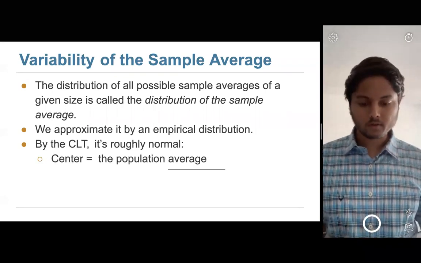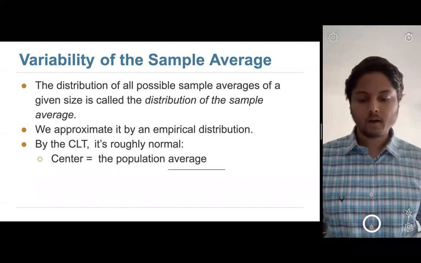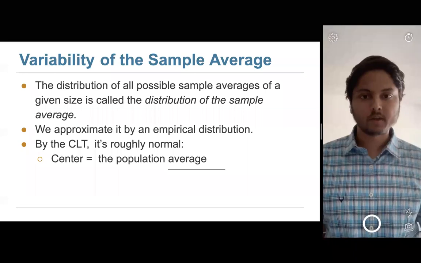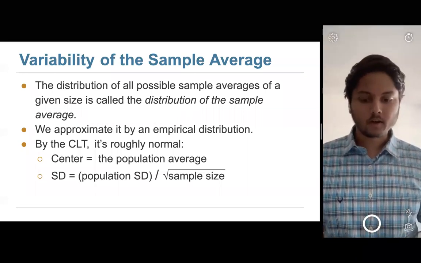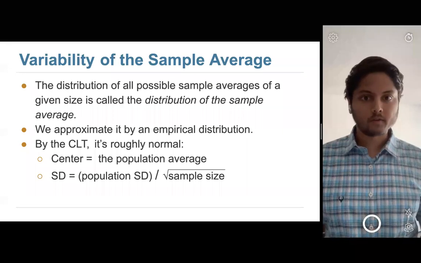The way we can do that is to say this distribution of your sample average is going to be roughly normal, and the center is going to be the population average. That's always going to be the case, regardless of what your sample size is. But the standard deviation, you can calculate as the standard deviation of all the values in the population divided by the square root of the sample size.